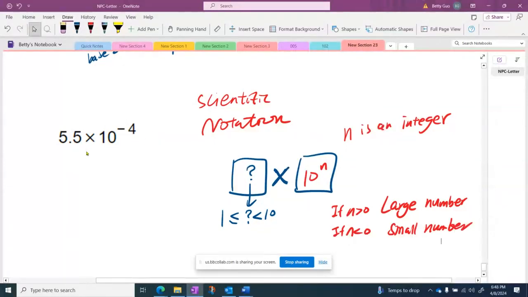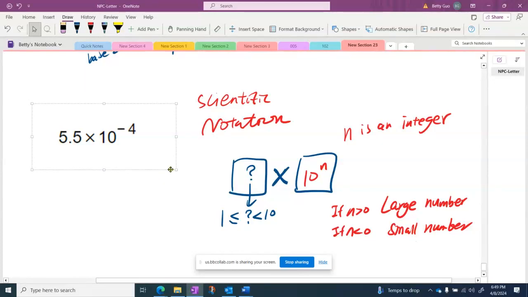So look at our expression, the given one. 5.5 times 10 to the power of negative 4. It has two parts. In the middle of the two parts, we have a multiplication symbol, the cross. And the first part of the scientific notation is the number 5.5. It is between 1 and 10. And the second part is a power of 10. The base is 10. The exponent is an integer, and that integer is negative. That means this scientific notation represents a relatively small number.